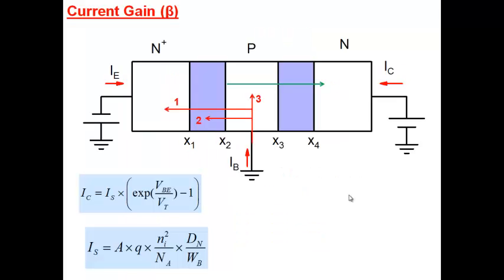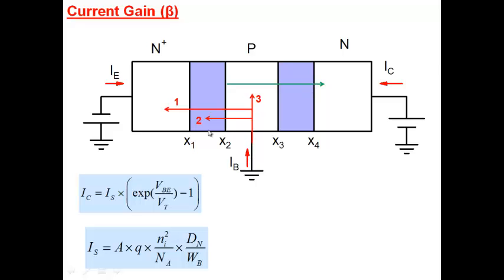So let's look at current gain. We said one of the important parameters of a bipolar transistor is the current gain. And we had seen this particular slide earlier, which shows the collector current, which is due to electrons injected into the base, which travel to the collector. And it shows several components of the base current.